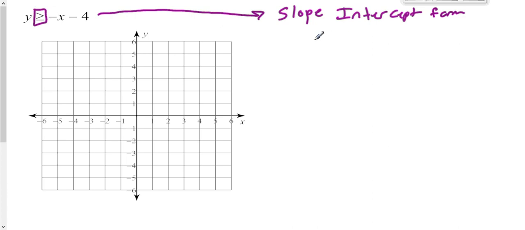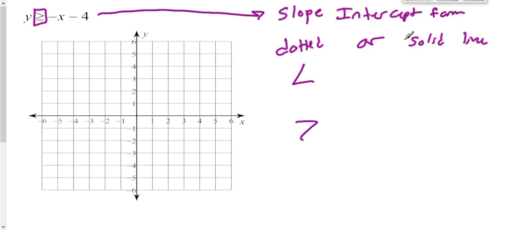Because of the inequality sign, we're going to be using either a dotted or solid line. Dotted are our two symbols without the equals. Solid are the ones with the equals. We graph this one the same exact way. So we start down 4, then down 1, right 1. Then this particular line, because it's equals, is a solid line.